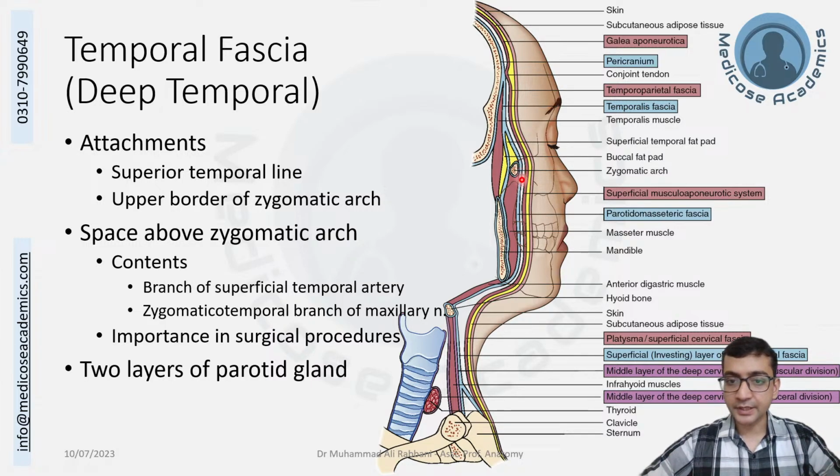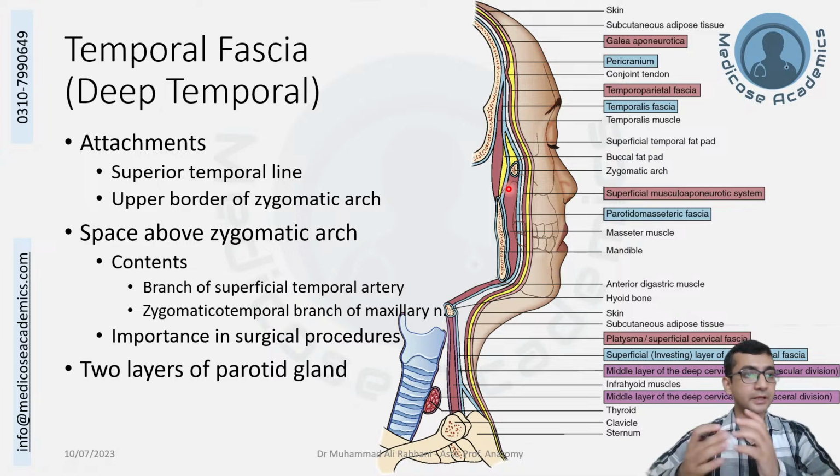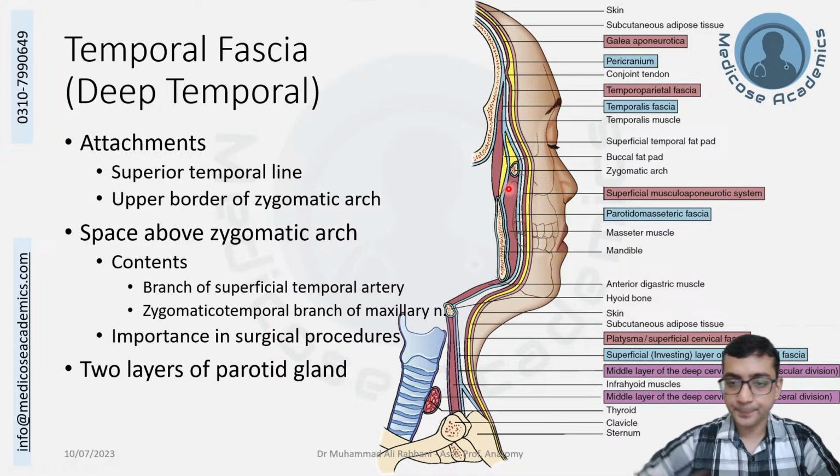These two split layers continue down to the inferior margin of the mandible, and they basically make the capsule of the parotid gland. There is the outer fascial layer and the inner fascial layer. Both are actually coming from the temporalis fascia.